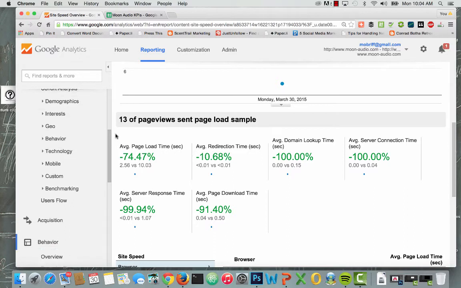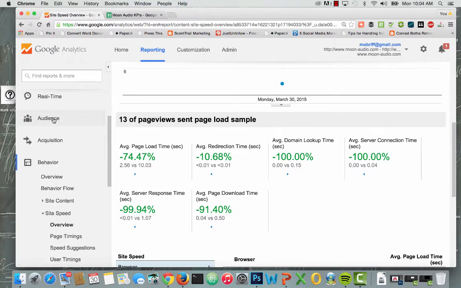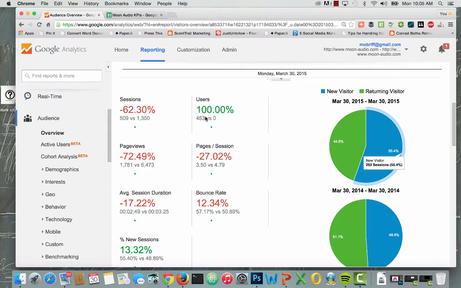The next questions that we ask are related to the audience. So we go up to audience and click audience overview, and that tells us a lot of information about the audience. We can see that right now we have 453 versus 0. Here are our page views and our pages per session. This is the average user duration, 249 in time versus 325. You want this number to go up, not down. And here's our bounce rate. You want this number to go down instead of up.